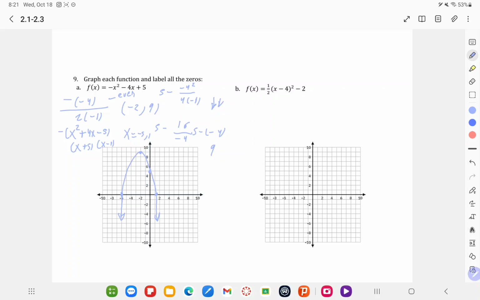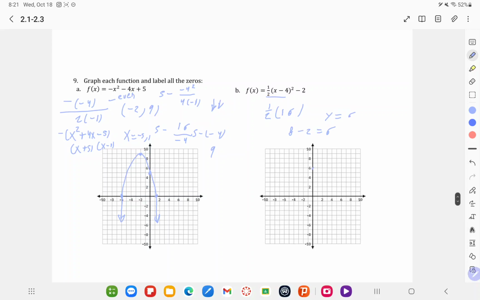Alrighty, next one. This one is already in vertex form, as you can see. So we have our a, which is a 1 over 2. What we need to find here, I believe, is our y. So we've got to plug in 0. So it would be 16 times 1 over 2, which is just 8. 8 times 2, 16, minus 2, which is just 6. Alright, so that's our y-intercept, which is 6.